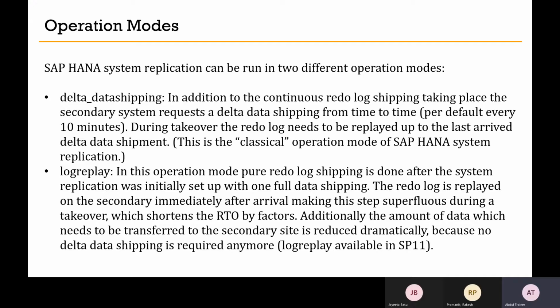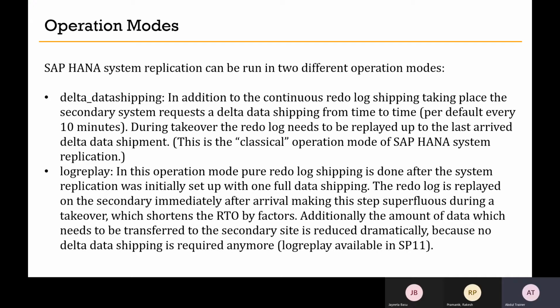The third one is log replay underscore read access. I have not mentioned it here. In the first two, delta data shipping and log replay, you won't be able to log into the secondary. The secondary will be inactive and the primary will be active. Everyone is connected to the primary, and the primary continues sending the data and logs, depending upon your operation mode, to the secondary. You cannot log into the secondary through HANA Studio.